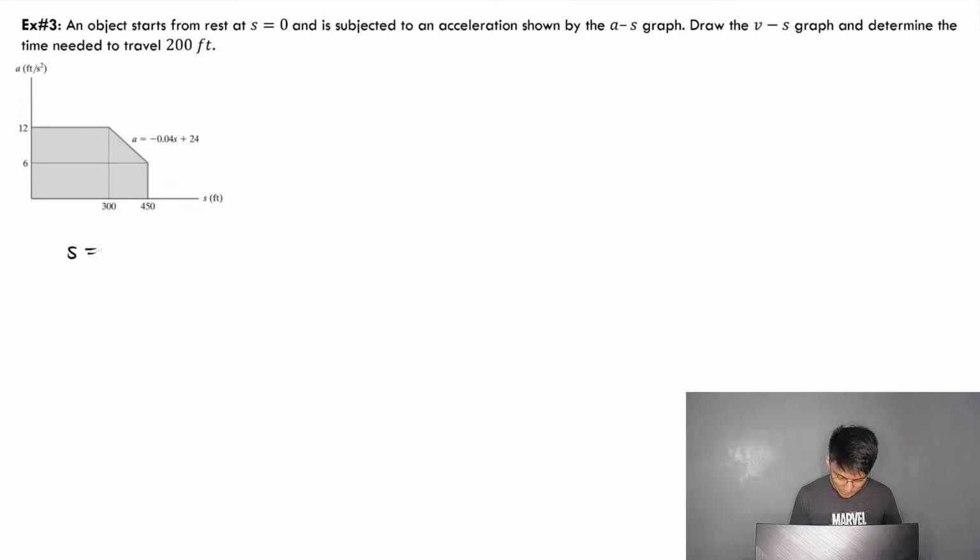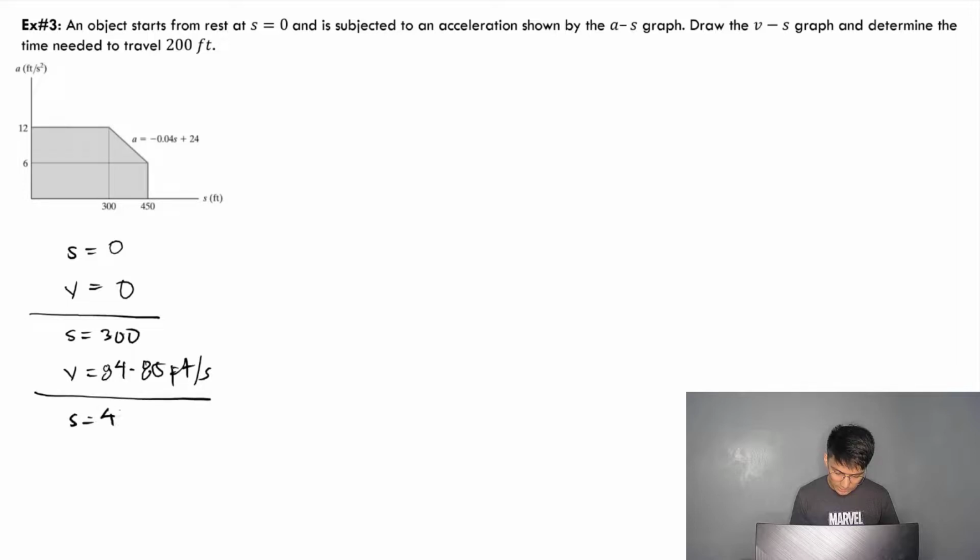So, these are the points we will plot for our V-S graph. When our S is 0, our velocity is also 0. When our S is 300, our velocity is 84.85 feet per second. And when the position is at 450 feet, the velocity is 99, let us say 0.5 feet per second. This is what we will plot for the V-S graph.